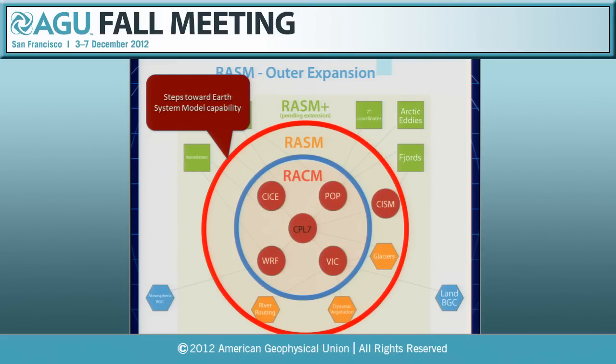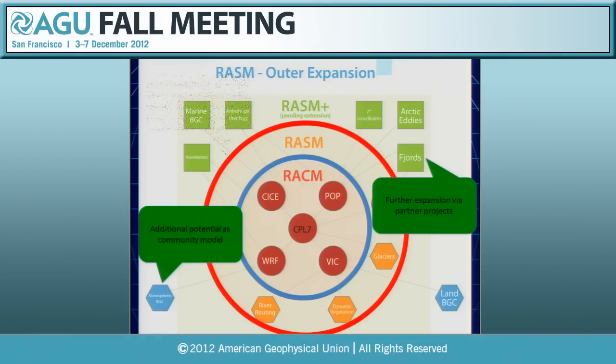Again, with the idea of developing this towards a more complete Earth system model. And then beyond that, I want to emphasize that we are trying to develop this as a community Earth system model, and so there's opportunity for other people to join with us. We've already started exploring some other aspects of this extension through things that are already going on, trying to work with how fjords interact with land ice.